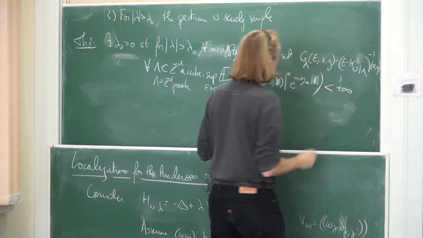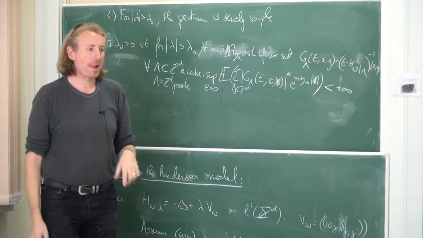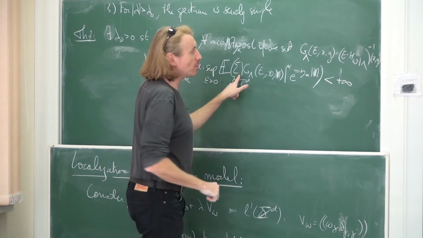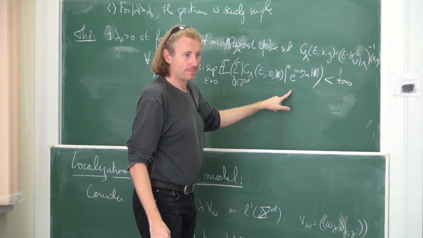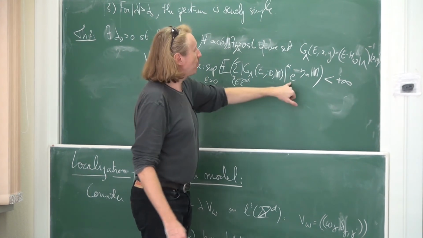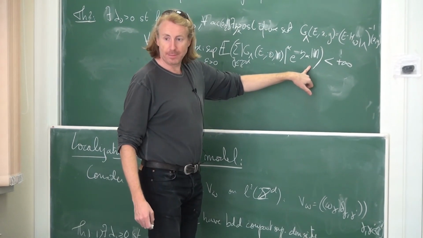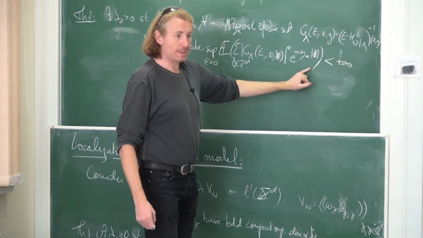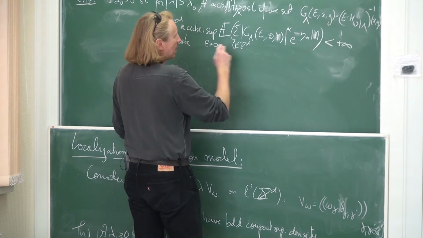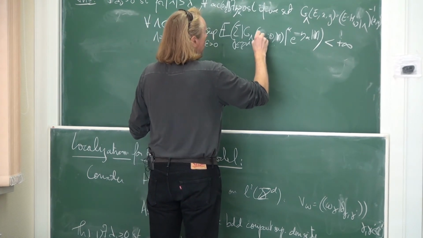This is finite. So what did I do? I take the resolvent kernel, I take its alpha power, and I put an exponentially increasing weight, and I sum over all the gammas. And this sum is a random variable. Sorry, there's an epsilon missing: E plus i epsilon.